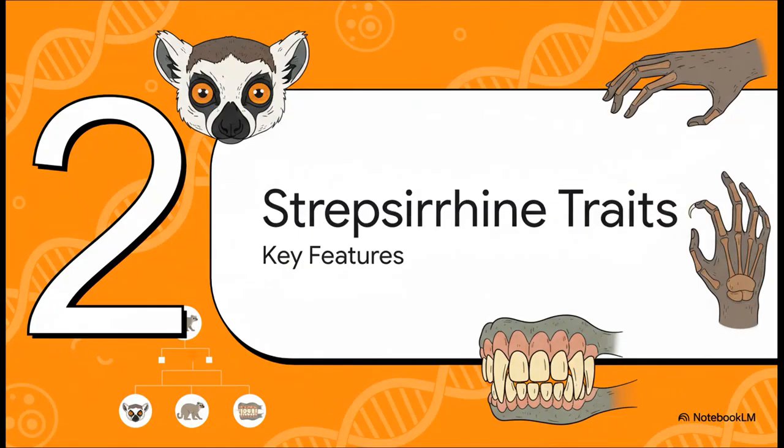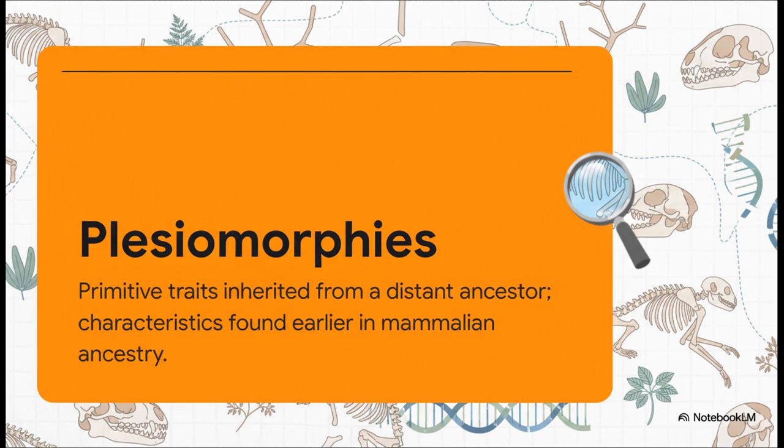Okay, so now that we see where they fit in the grand scheme of things, let's zoom in a bit. We're going to get into the specific features that really set this group apart, the things that make you look at a primate and know for sure that it's a strepsirrhine. To do that, we need to understand this one key idea, plesiomorphies. It sounds complicated, but it's not.